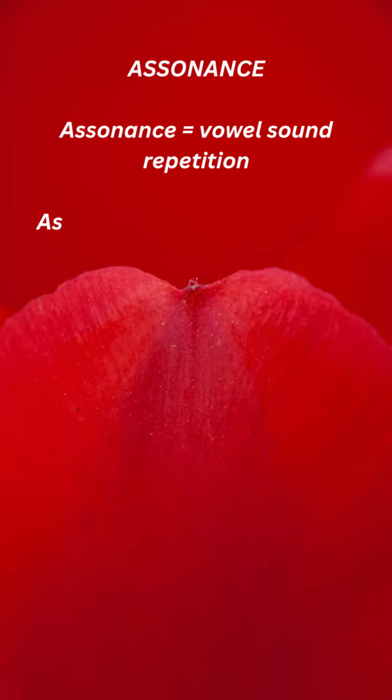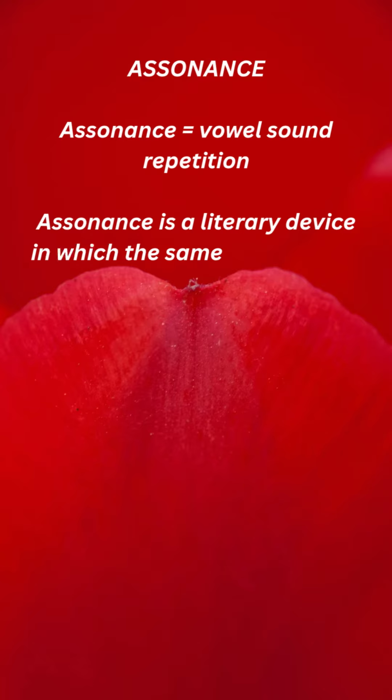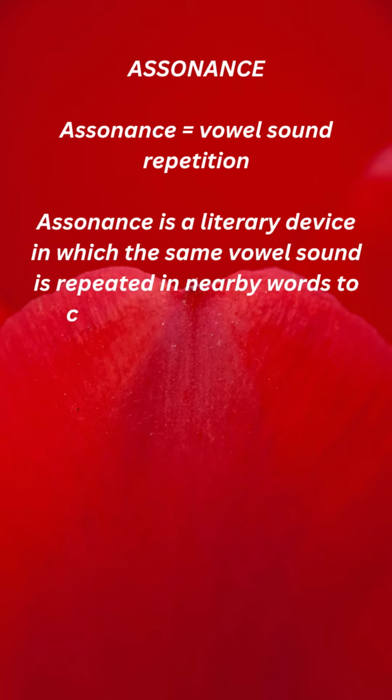Now we will discuss the literary device assonance. Assonance means vowel sound repetition. Assonance is a literary device in which the same vowel sound is repeated in nearby words to create rhythm, mood, or musical effect. Example: try to light the fire.